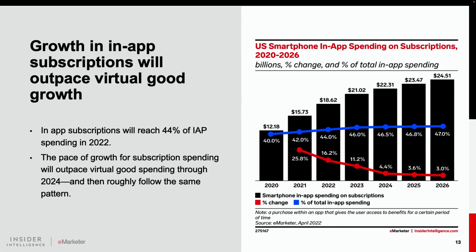Subscriptions now make up about 44% of in-app purchases, and they're becoming a bigger portion of that in-app spending every year, growing 16.2% this year. It's not that much slower than the 18.1% of mobile advertising. And as a result, subscriptions will continue to gain share as a percentage of in-app purchases all the way through about 2025, when the trend patterns are pretty much lined up at that point. And we're going to see growth rates that are pretty similar in virtual goods and in subscriptions.